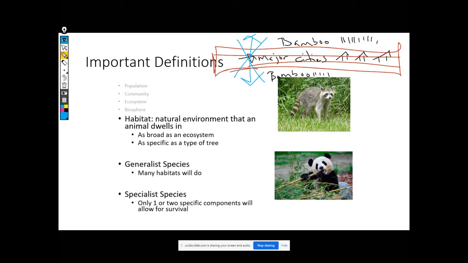So where would humans fall on here? Are we more generalist or more specialist? We're more generalist. We live in lots of places. We eat lots of different types of foods. Not all of us. Some of us fall more along that line than others.